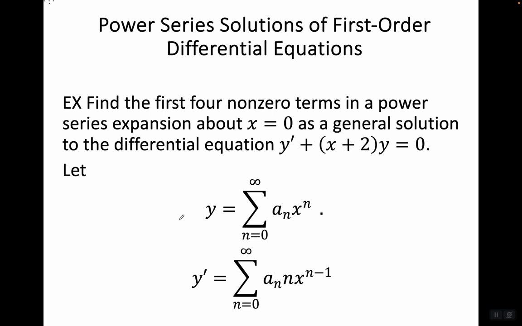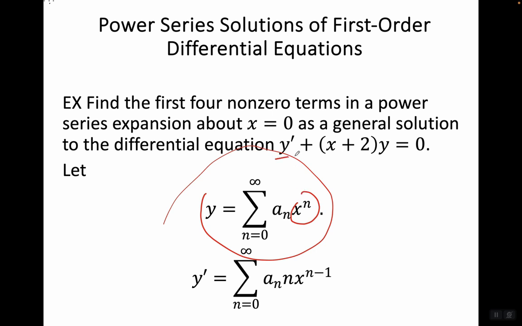Well, if we want a power series solution, let's let y equal the power series. So y is the sum as n goes from 0 to infinity of a sub n, x to the n. Notice we're expanding about x equals 0, so it's not (x minus 2) to the n or (x minus 5) to the n, it's just x to the n.